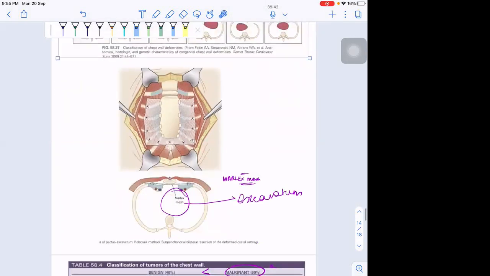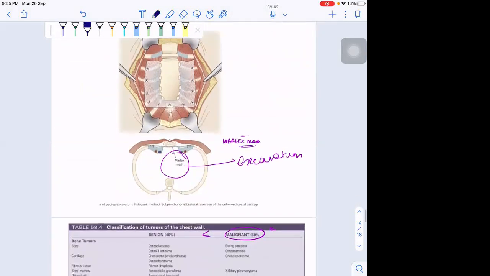And one more: what are the procedures related to chest wall deformity?